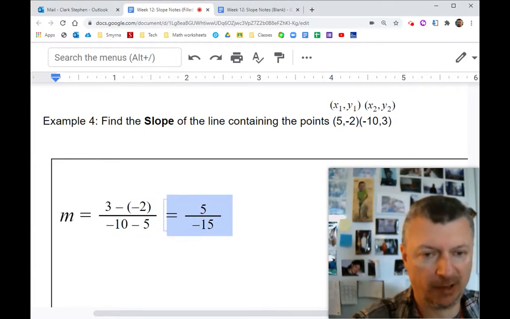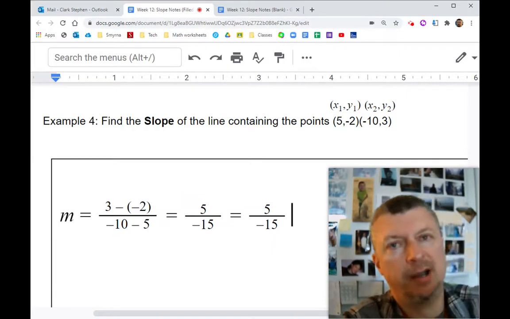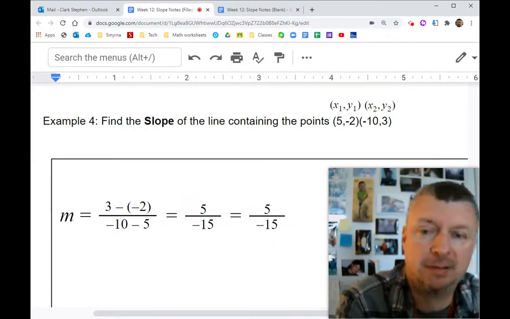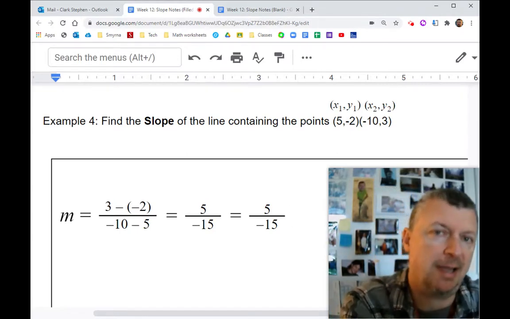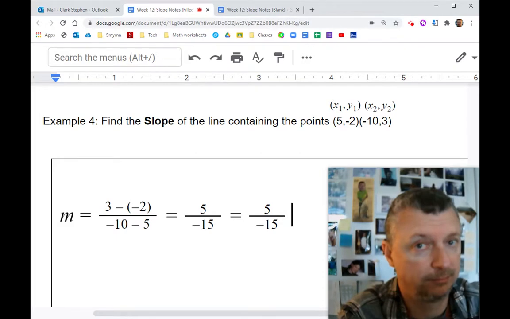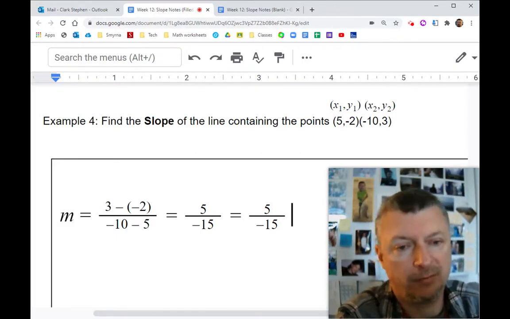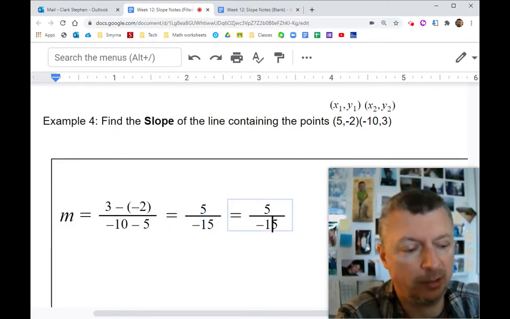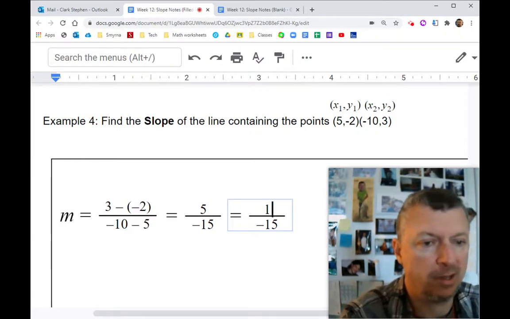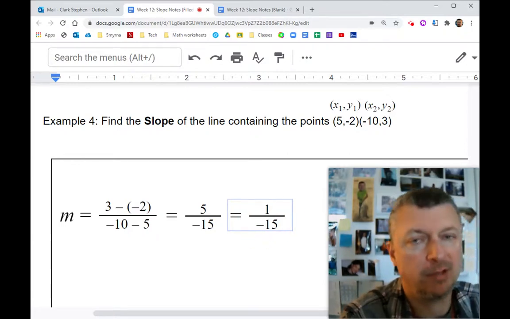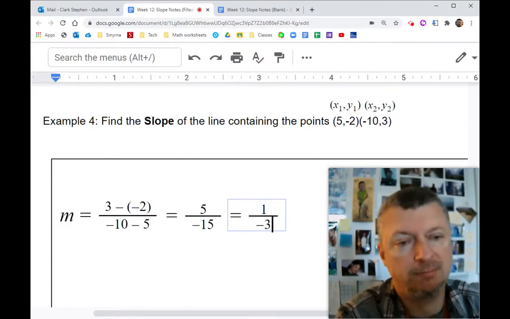Now let's review how to reduce a fraction. The way you reduce a fraction is you divide the numerator and the denominator by the same number. What's a number you can divide 5 by and 15? I'm going to go with 5. So if you divide 5 by 5, you get 1. And we got the negative 15. 15 divided by 5 is 3.